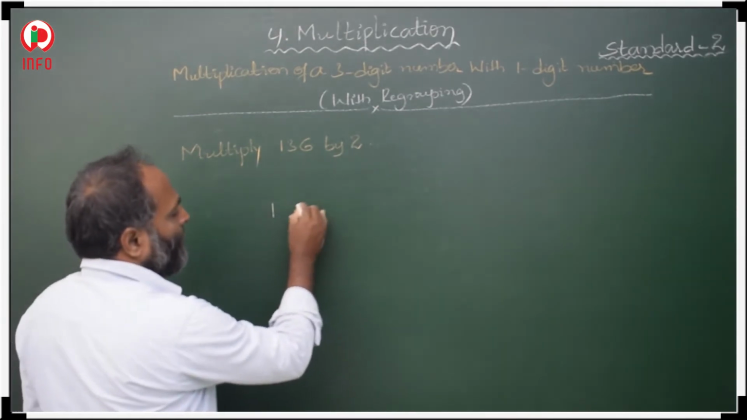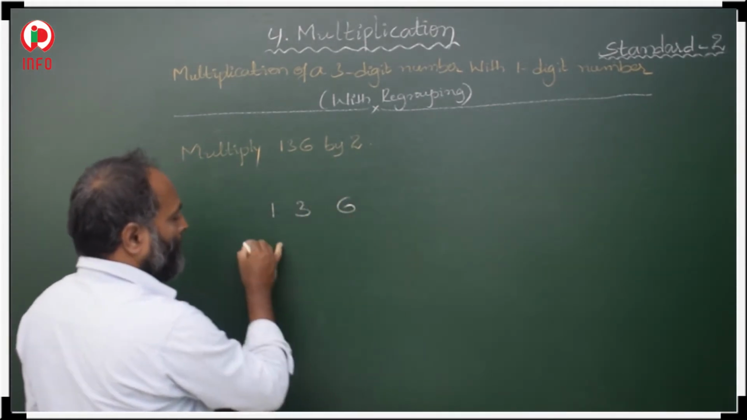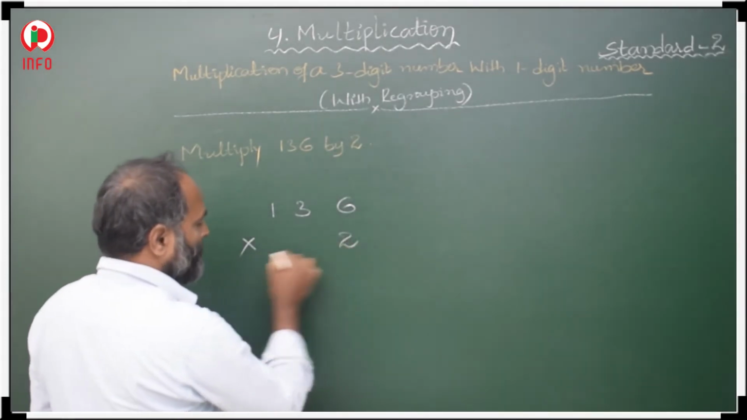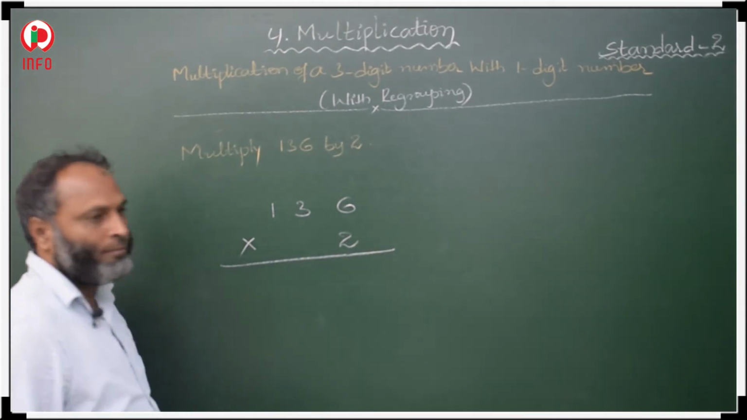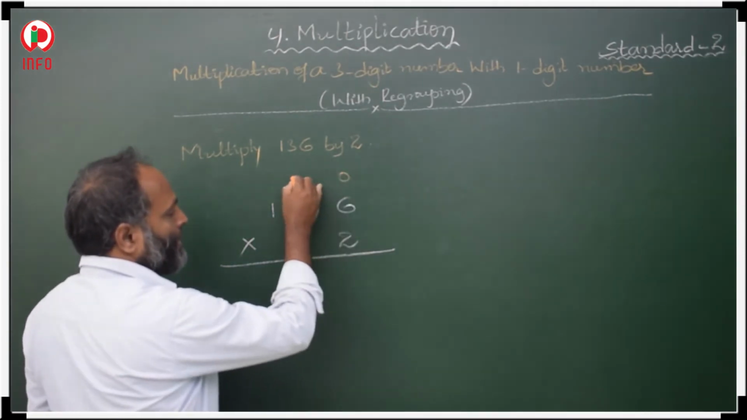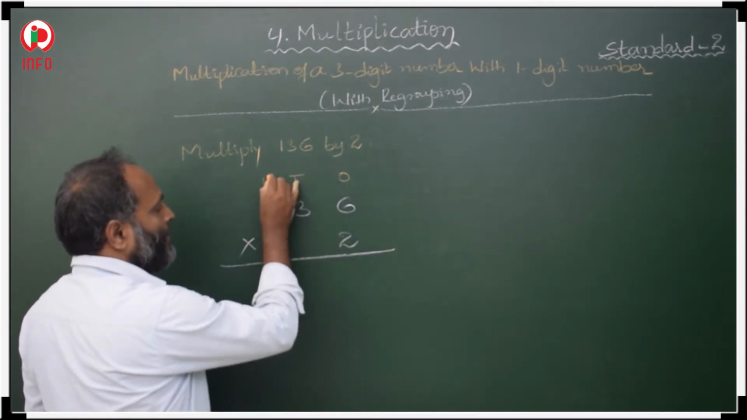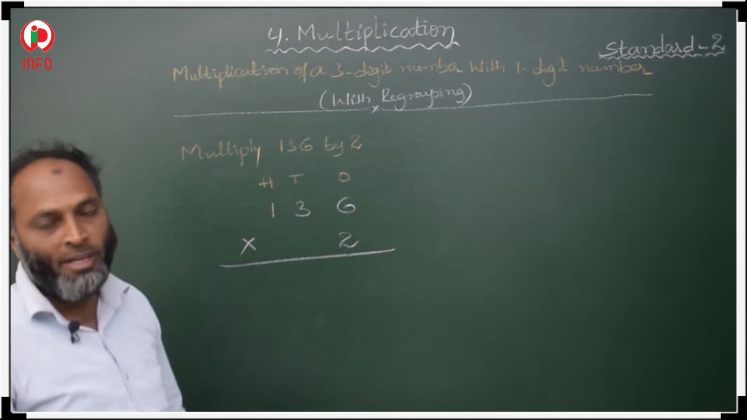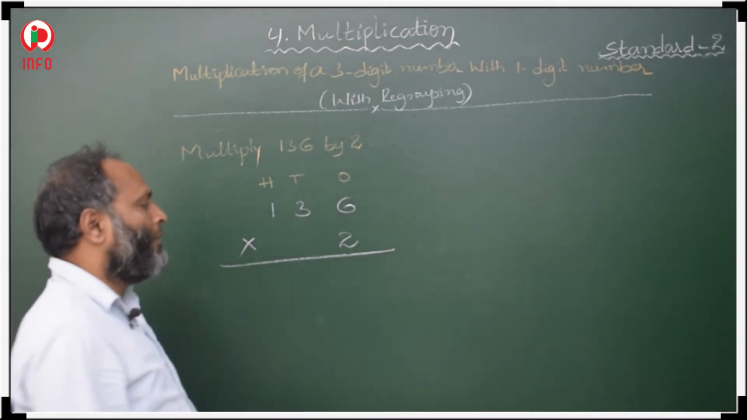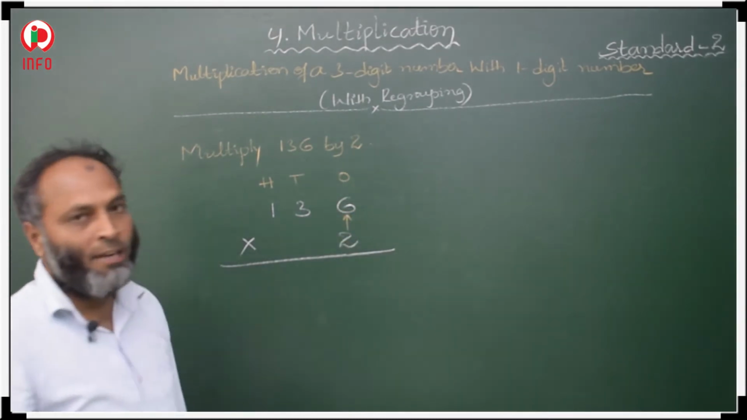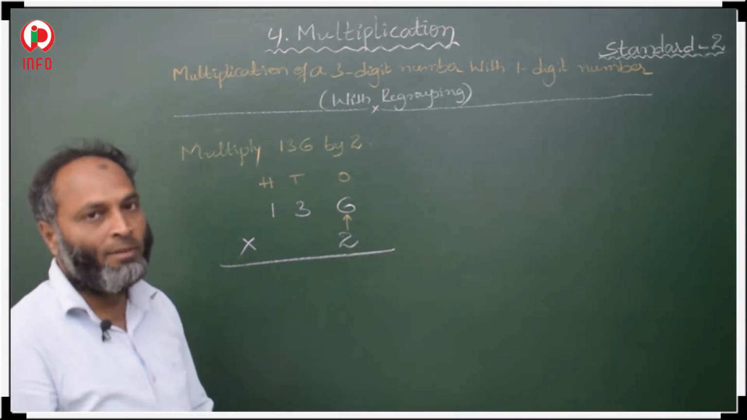First we have to take 136 and multiply by 2. How to multiply? First, this one is in the ones place, this is in the tens place, this is in the hundreds place. Ones place, tens place and hundreds place. Now, we multiply 2 with this 6, whatever is there in the ones place, that we have to multiply first.